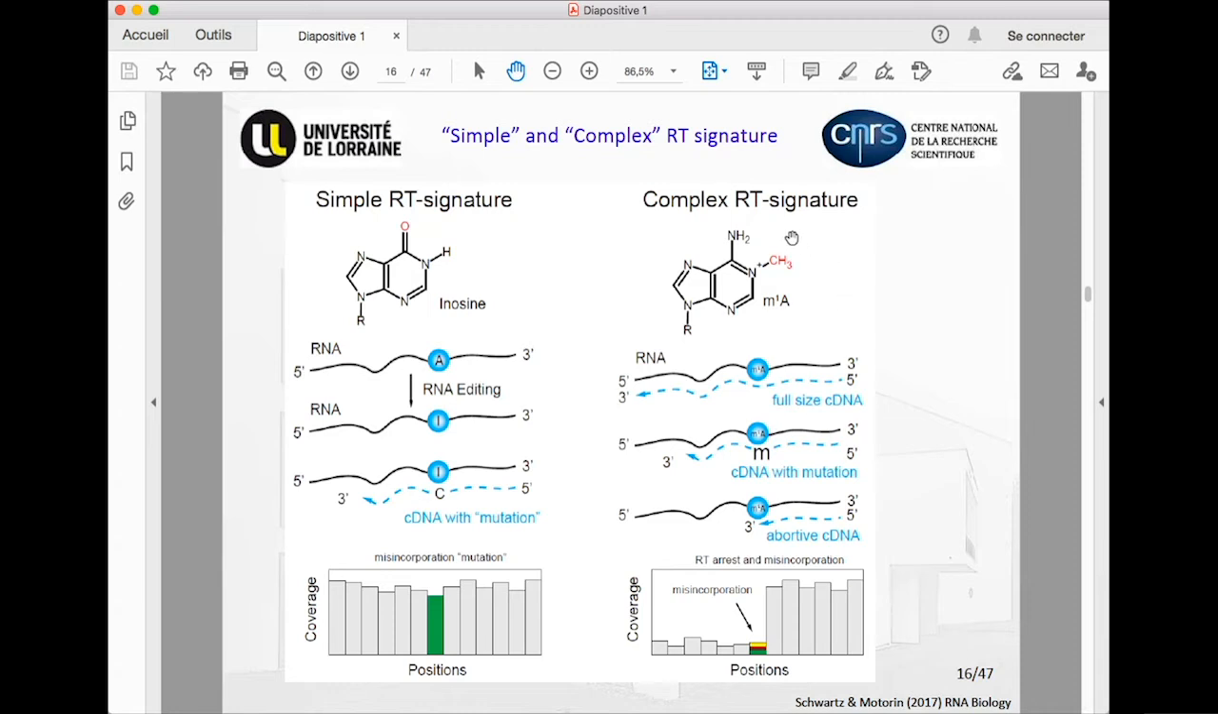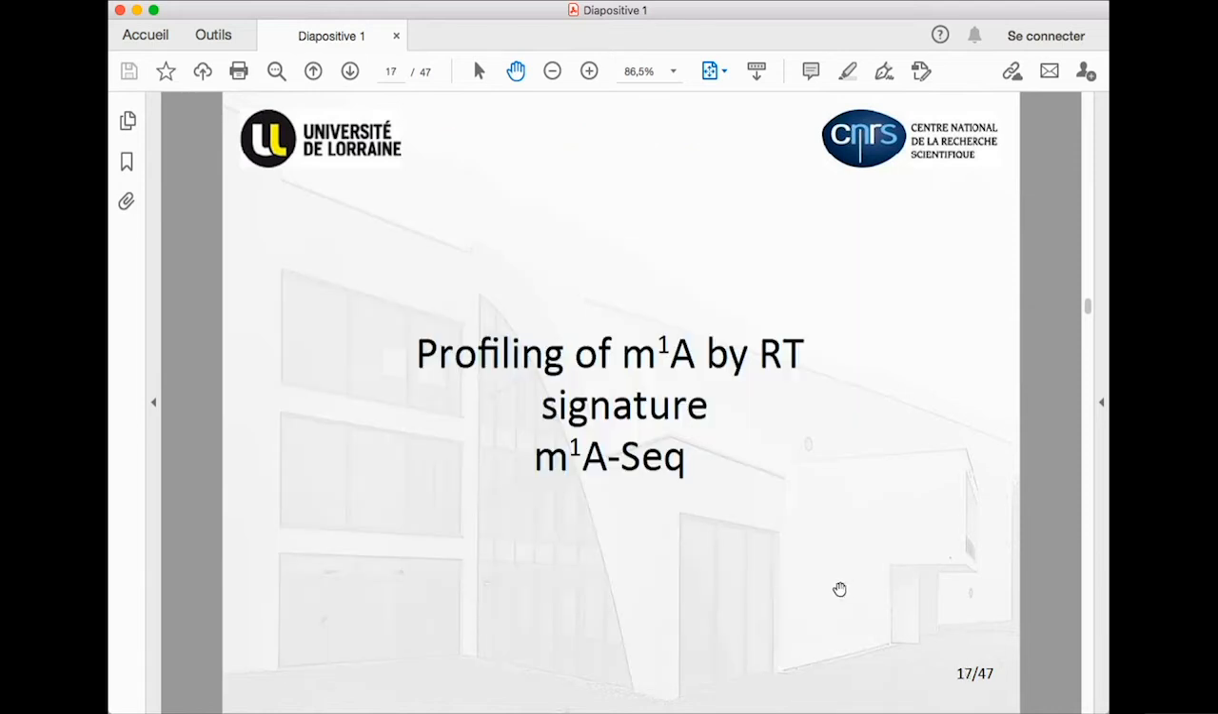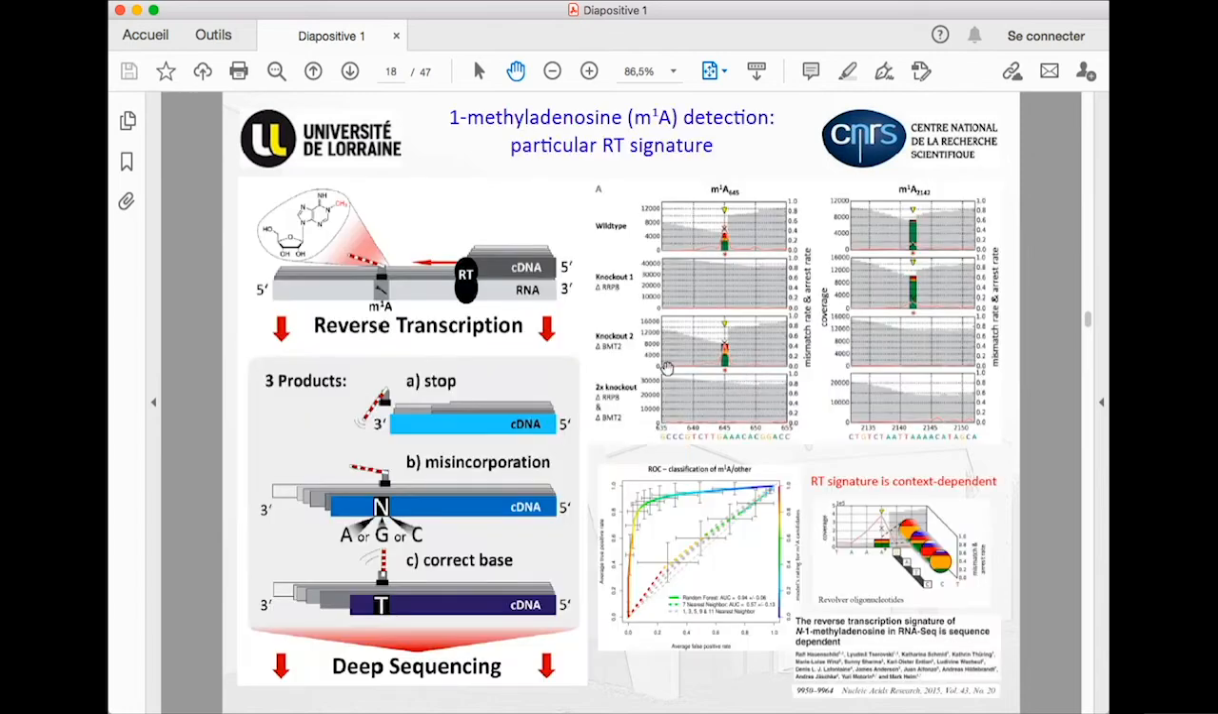For other modified nucleotides like m1A, we will observe complex RT signatures which will be composed of both mutation and abortive cDNA synthesis. So we applied this approach for m1A mapping in different RNAs, and we started with analysis of m1A naturally present in yeast ribosomal RNA. As illustrated here, there are three possible outcomes when m1A is present in RNA. Either reverse transcriptase will stop, or it will incorporate a wrong nucleotide, or in some instances, the correct base can be incorporated.